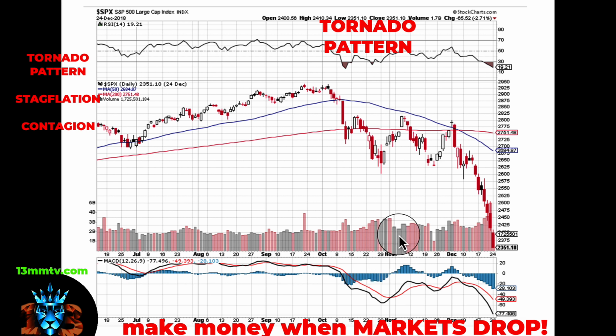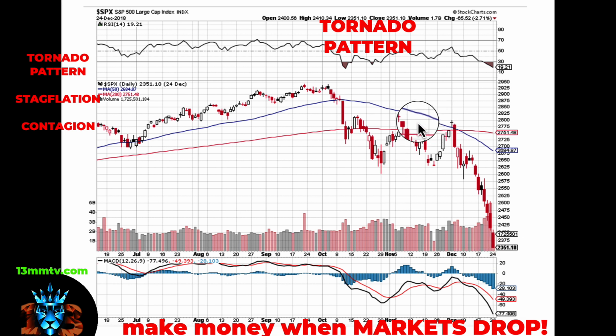I'm just going to give a brief overview. Right here, we're looking at a chart of the S&P 500 dating to December 24th, 2018. For those of you that trade the markets, you know that all of a sudden we had a huge drop, which we accurately predicted right before it happened. And how did we do it? By following the tornado pattern.